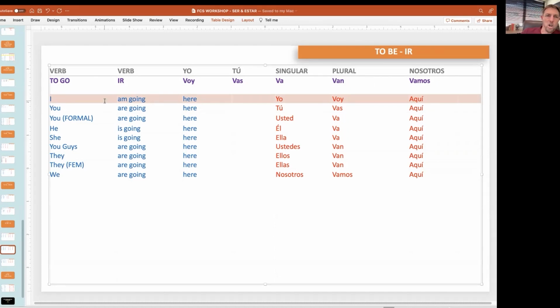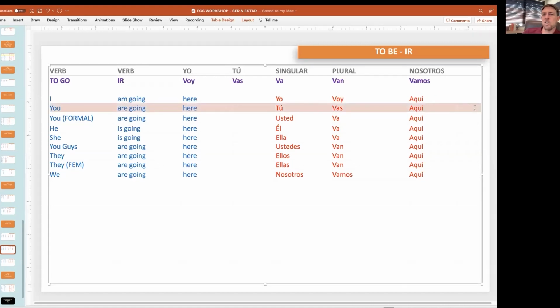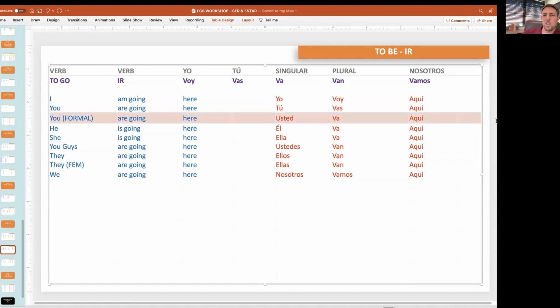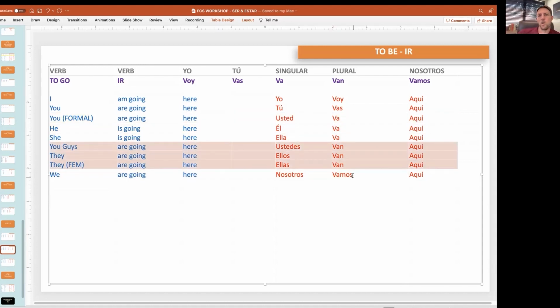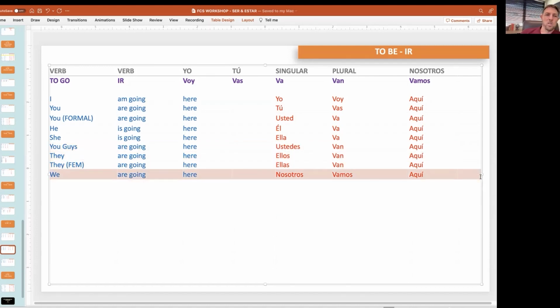Okay. So I am going here. Yo voy aquí. You are going here. Tú vas aquí. Usted va aquí. You're going here, formal. He's going here. Él va aquí. She's going here. Ella va aquí. All right, plural. You guys are going here. Ustedes van aquí. They are going here. Ellos van aquí. They are going here, female. Ellas van aquí. We are going here. Nosotros vamos aquí.